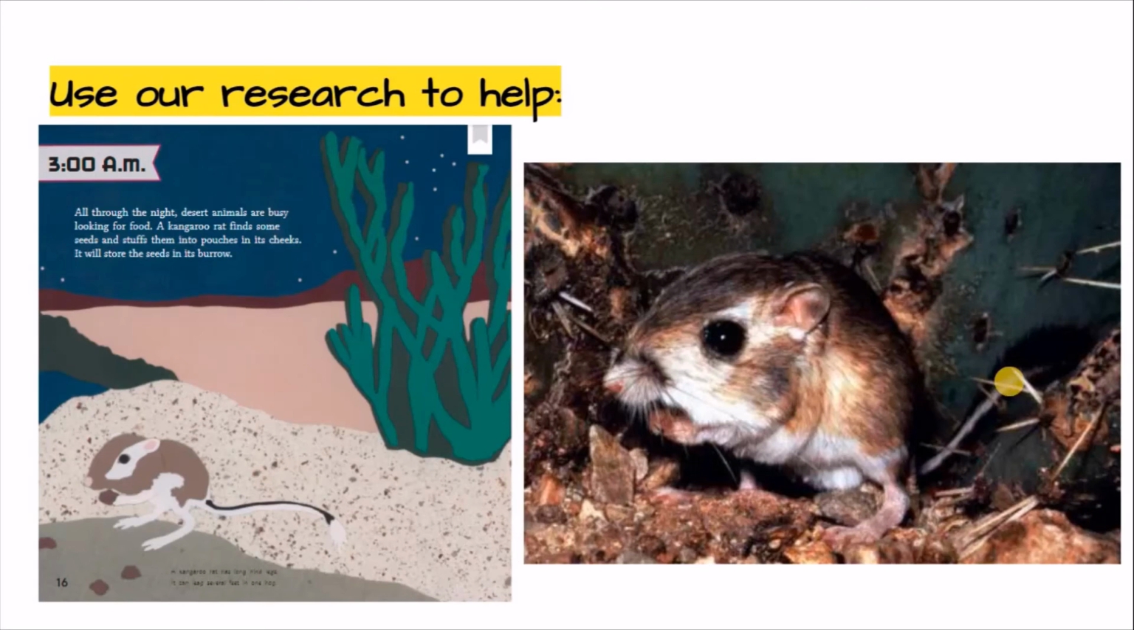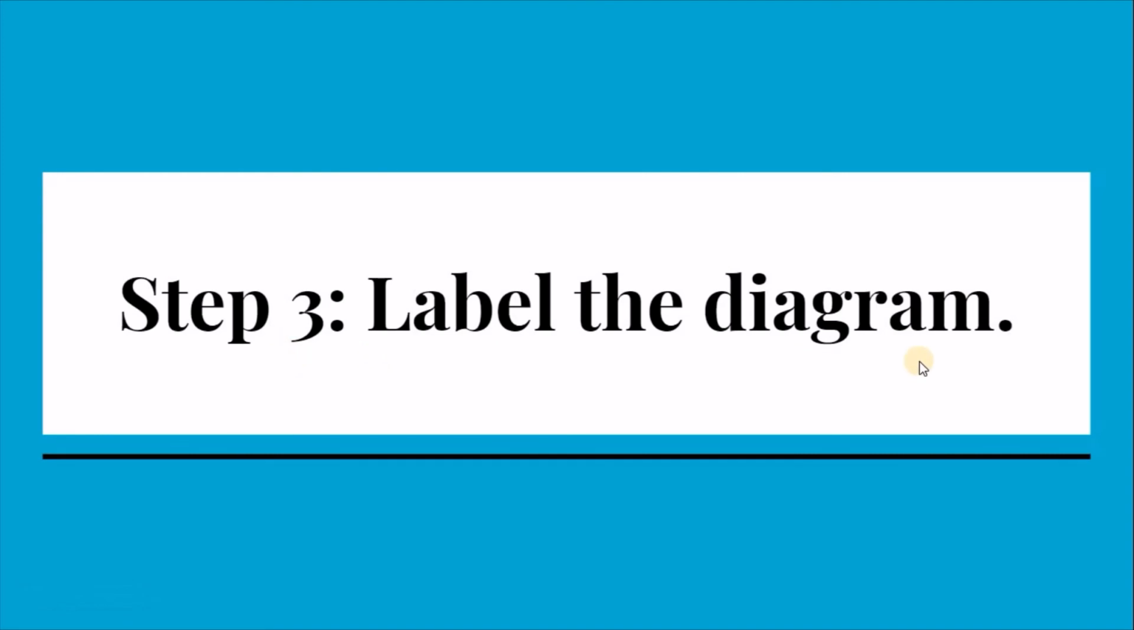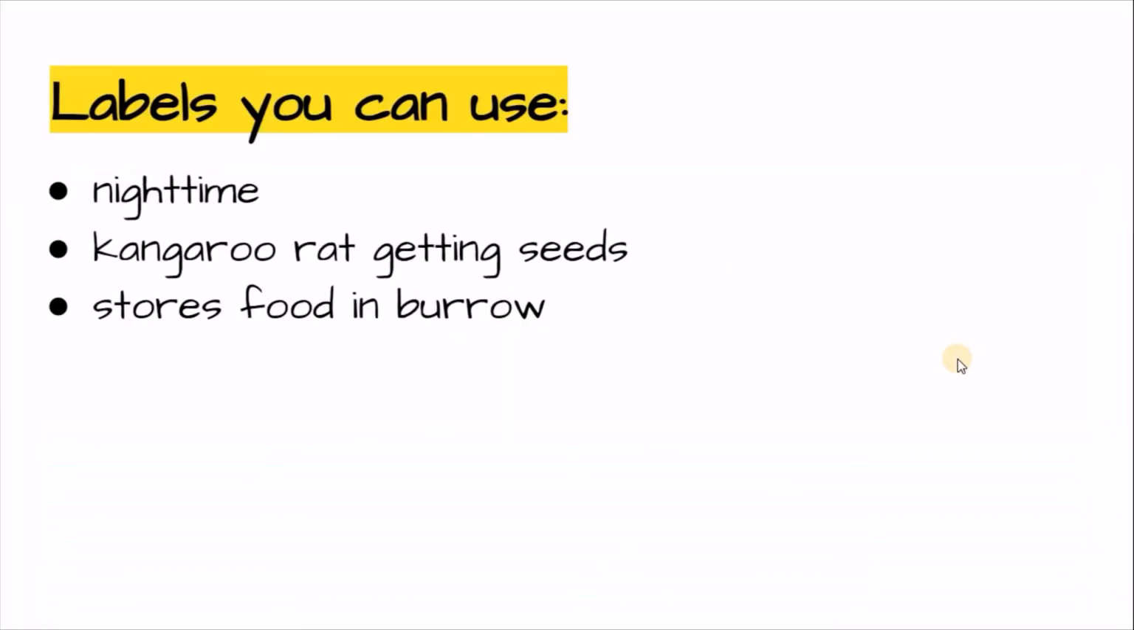All right, friends, welcome back. Now let's move on to step 3. Step 3, label the diagram. So here are some labels that you can use. Nighttime, kangaroo rat getting seeds, stores food in burrow. So pause the video here to label your diagram. And when you're done with labeling, click play.